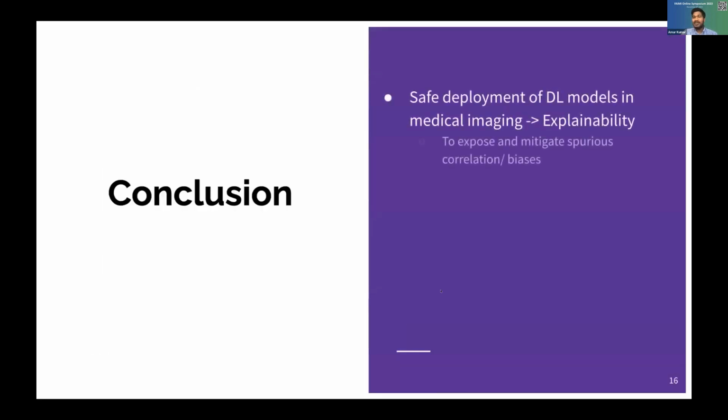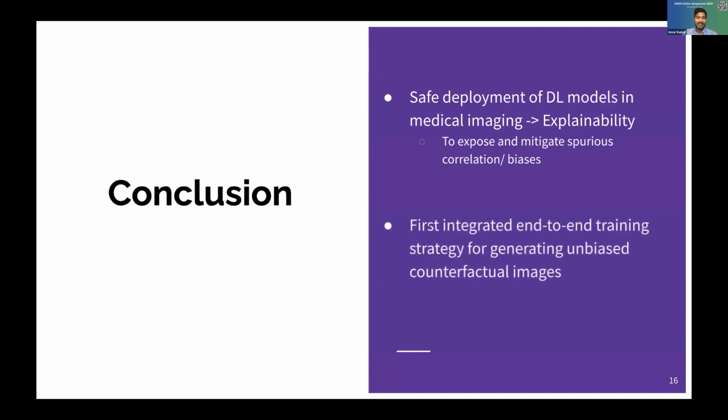So in conclusion, safe deployment of deep learning models in medical imaging definitely requires explainability in the context to expose and mitigate spurious correlation or biases that are present in the dataset. As a contribution to this work, we proposed the first end-to-end training strategy for generating unbiased counterfactual images, where we debias the data and show that DRO-based classifiers can be used to enhance generalizability. But this is only one kind of bias that we have addressed, and we are working on some future works in this direction to show that some of these methods can indeed be generalized.